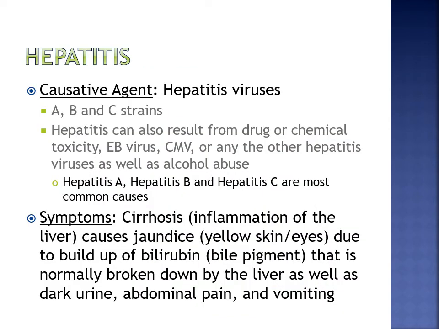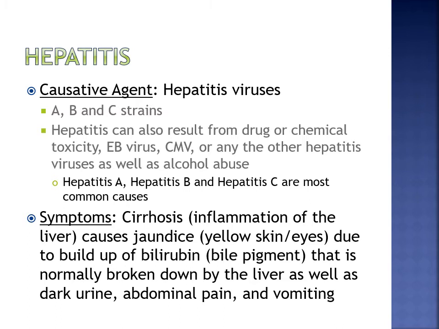Next, we have hepatitis. So we are going to look at the microbial causes with the hepatitis viruses. We'll have hepatitis A, hepatitis B, and hepatitis C strains, but hepatitis can also result from drug or chemical toxicity like alcohol abuse, things like that. It can also happen from a couple other viruses that we won't look at. There are actually other hepatitis viruses as well. We're just going to focus on A, B, and C because they're the most common.